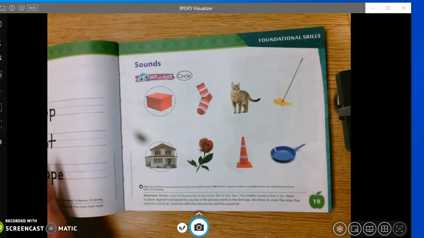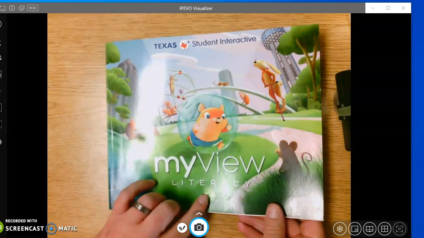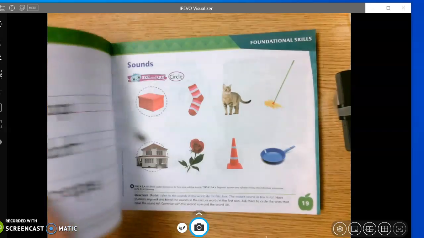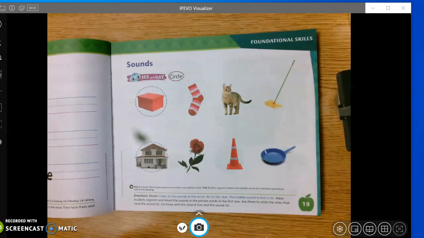This week in reading we're starting our Unit 4 book, K.4, and we are talking about the long and the short O sound. So now we're going to work on that a little bit more, and then tomorrow we're going to start on a story. So let's go ahead and look at some long and short O sounds.